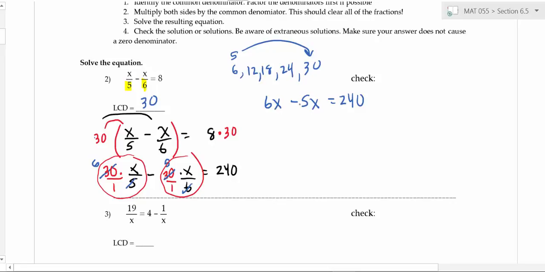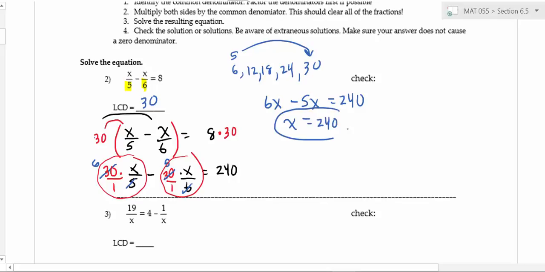Does that make sense? We already did that early in the semester, so this is not really anything brand new to you. And this equation is very simple. These are like terms. 6x minus 5x is just x. So you're already done. There's your answer: x is 240. Okay, like that. Okay?